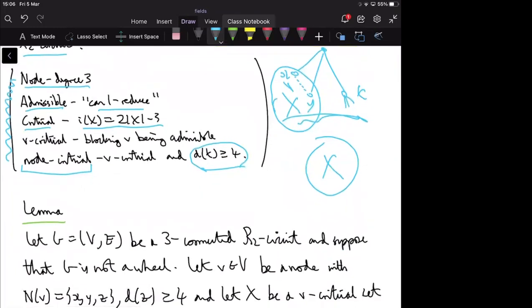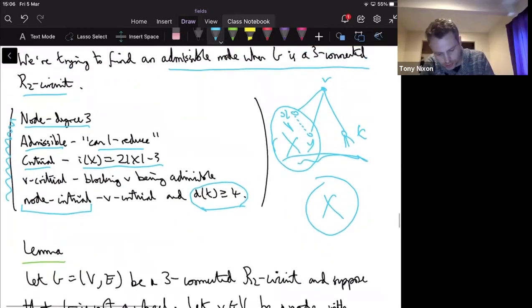Sorry, can you just repeat node critical again? The bit about the third vertex, please. Yeah, sure.